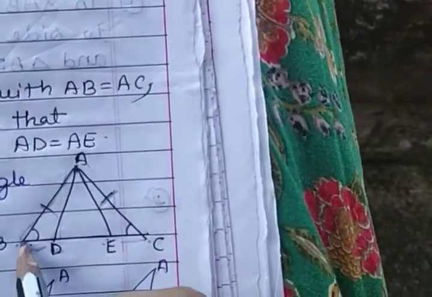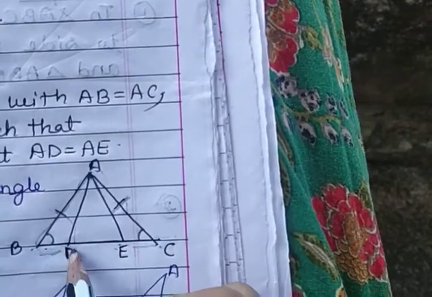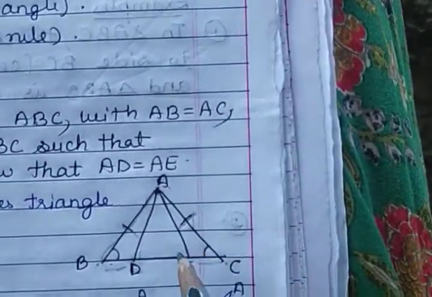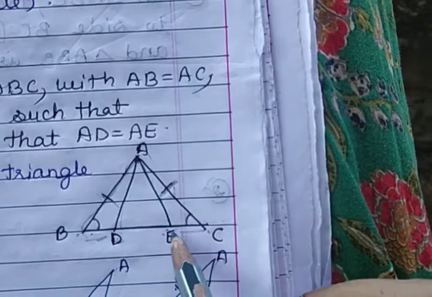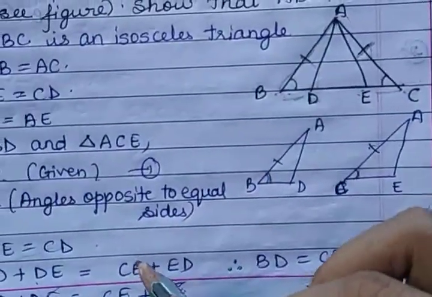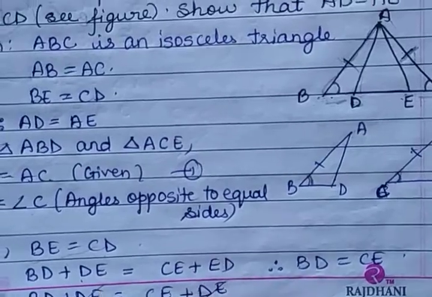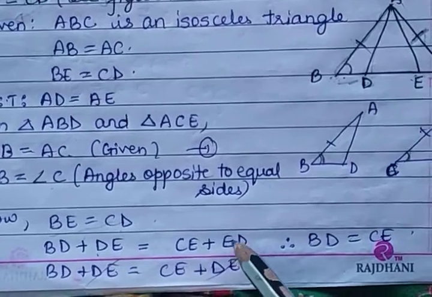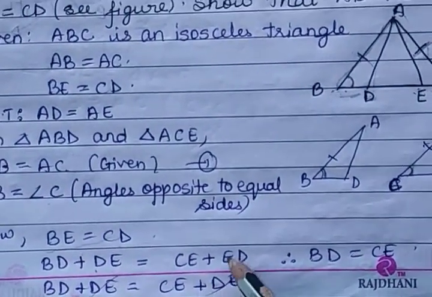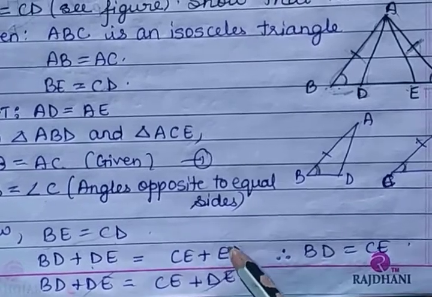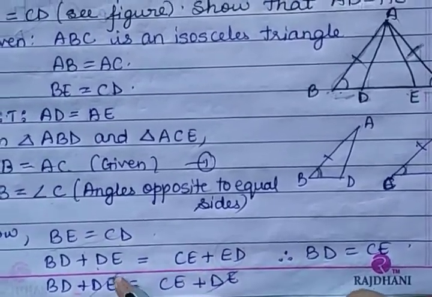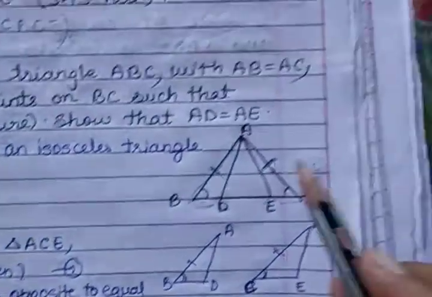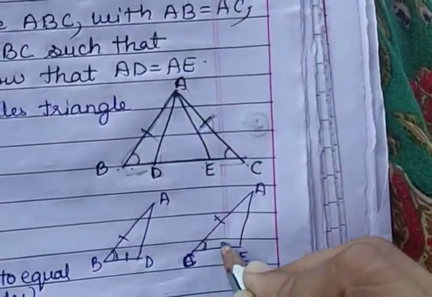If you look at the figure, BE is BD plus DE. So let us write it as BD plus DE. What is CD? CD is CE plus ED. So CD is CE plus ED. Now BD plus DE is equal to CE plus ED, and ED is the same as DE, correct? First you write E or first you write D, doesn't make a difference. So DE and DE get cancelled, and what remains here is BD is equal to CE. So you got the third condition, BD is equal to CE.